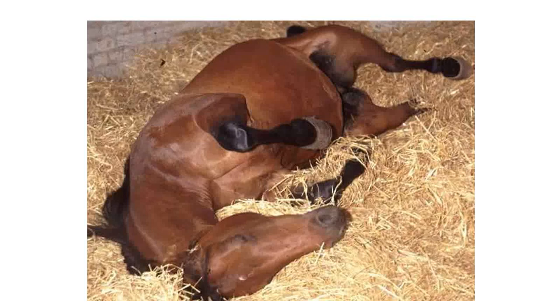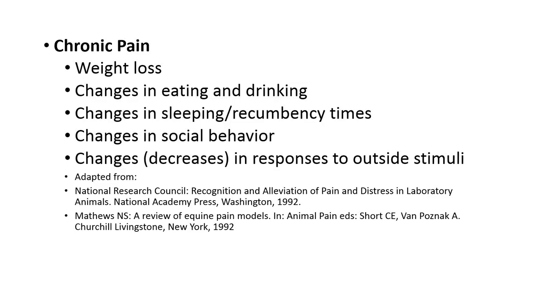They're in pain. With chronic pain, you'll see weight loss. You may see changes in eating and drinking habits, changes in sleeping and recumbency time. They may go off by themselves. They don't want to be around other horses, which is atypical because horses are social animals. You'll see other changes in the animal.